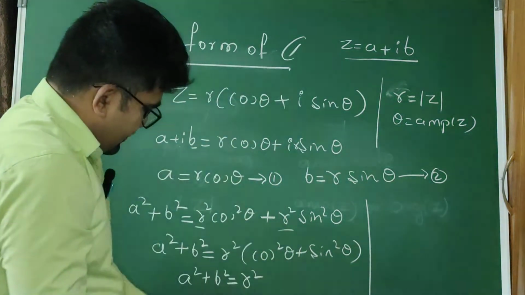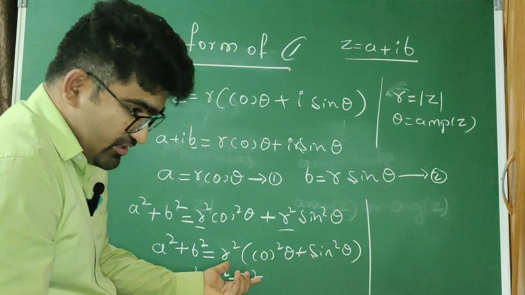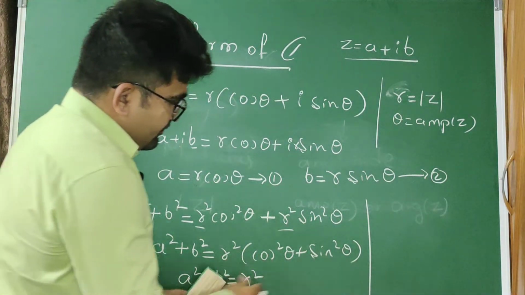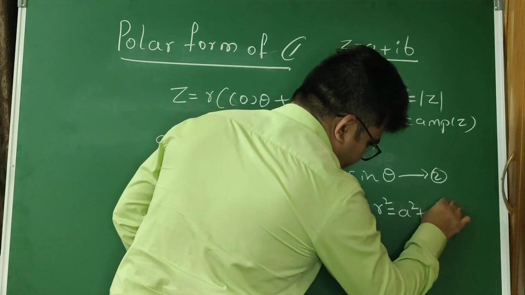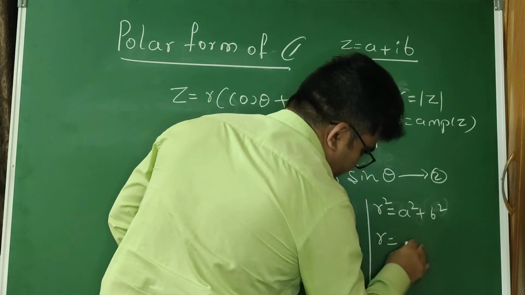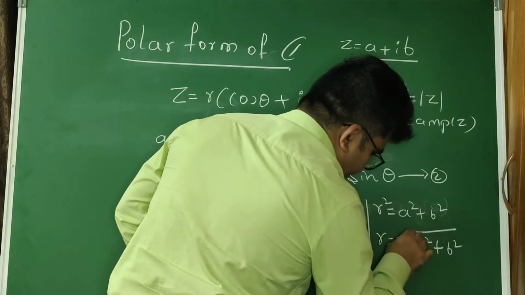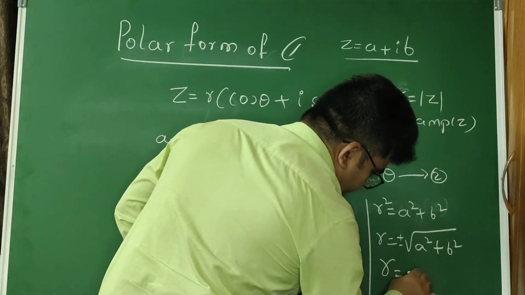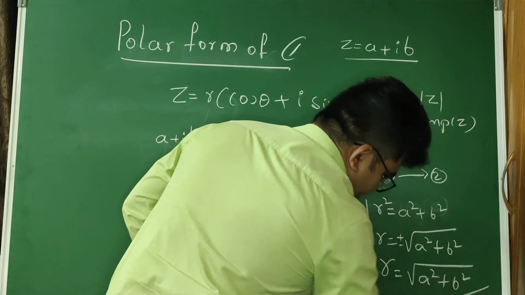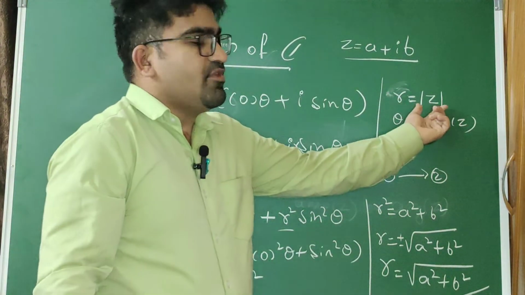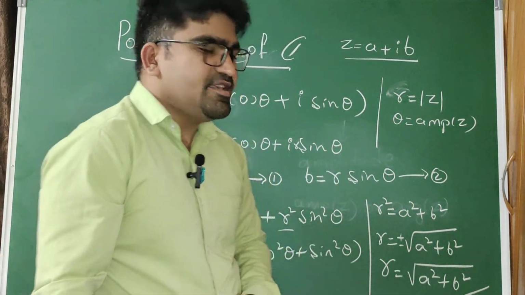What do I need to find out now? I need to find out r square, that means we need to find out the value for r. Now this will become r square is equal to a square plus b square. What is our r now? This will become root of a square plus b square. Here it is plus or minus, but we will take only the positive value. This is our r. R is nothing but modulus of z. What is the value of modulus? R is equal to root of a square plus b square.